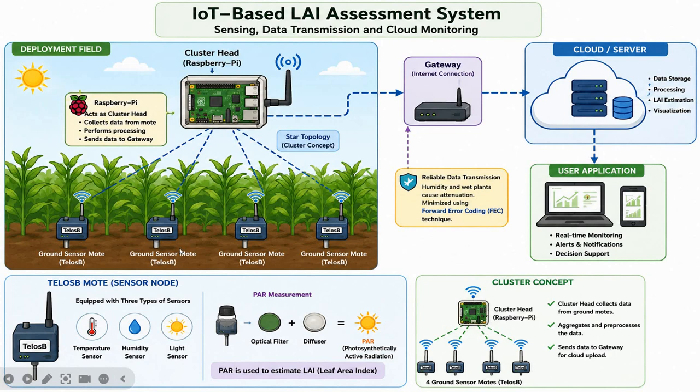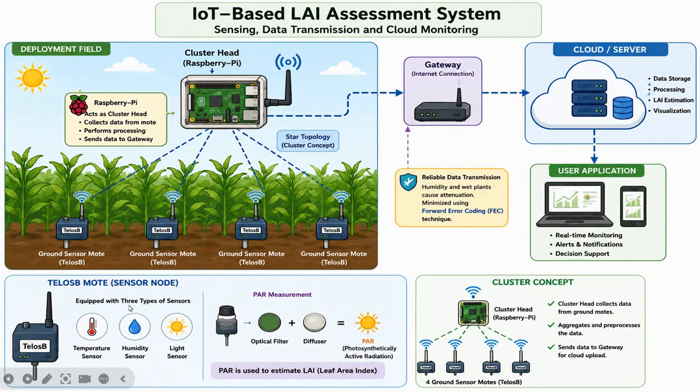Now here in this image you can see the architecture of an IoT based leaf area index assessment system used in smart agriculture, and the system combines wireless sensor networks, edge computing, cloud computing and IoT communication technologies to monitor the crop growth and environmental conditions in real time. Now at the deployment field you can see there are many TelosB sensor nodes which are installed among the crops.